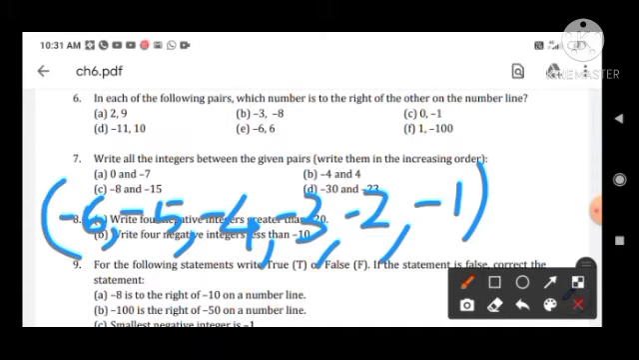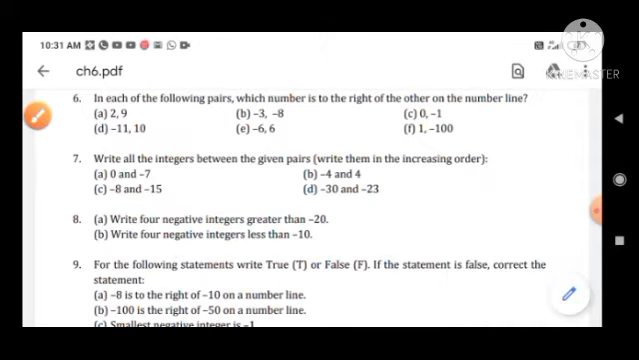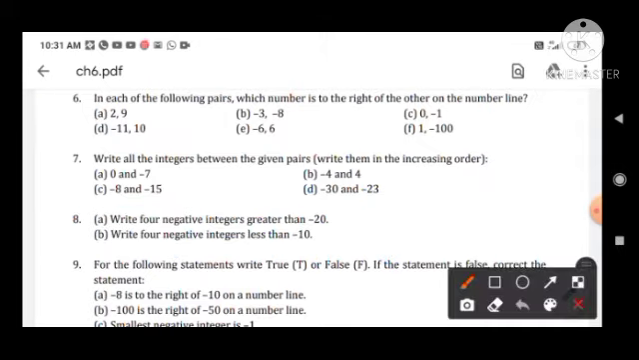Got it? Now next is given -4 to +4. It is not given any sign, that means we can say that is +4. Okay, -4 and +4. You have to write all the numbers between -4 and +4. So what will be the numbers? And you have to write in increasing order. So -4, after -4, what will be the number?